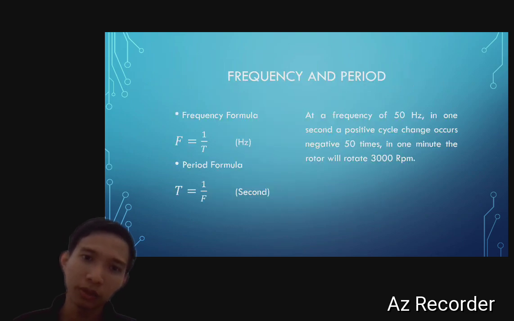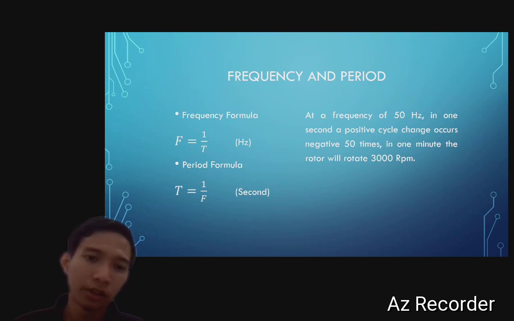Next we need to talk about frequency and period. What is the difference between frequency and period? The frequency is how many rotations per second. For example, I have a tire that is rotating 30 times in a second. So that means the frequency of that tire is 50 hertz.